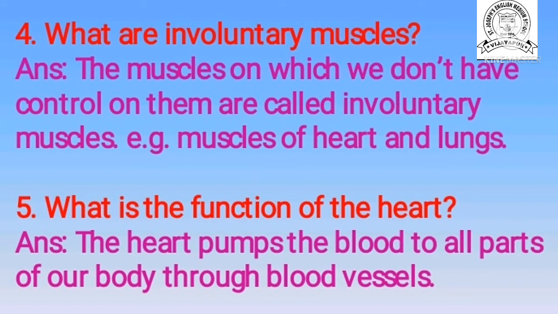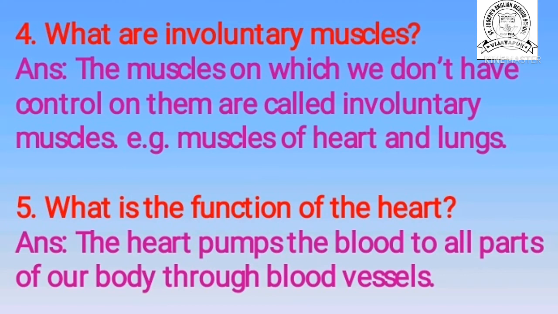Answer: the heart pumps the blood to all parts of our body through blood vessels. Now, the heart is part of which organ system? Do you remember? Heart is part of the circulatory system. The circulatory system includes which parts? Heart, blood vessels, arteries. These are the parts of the circulatory system. So the heart pumps the blood.